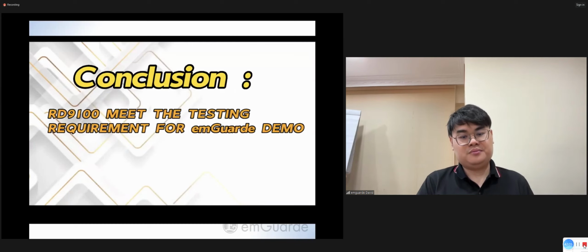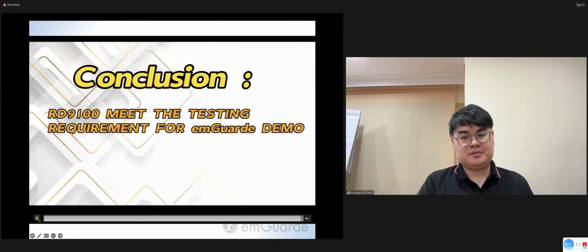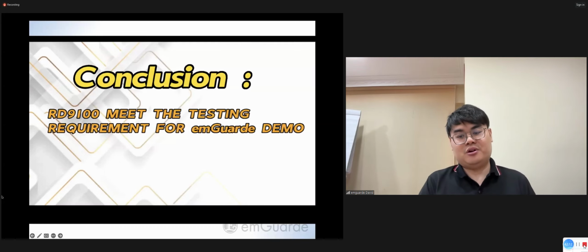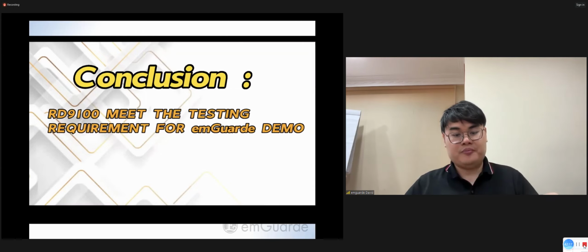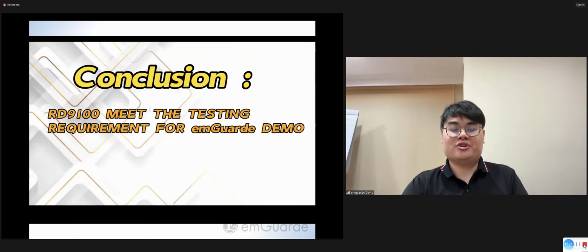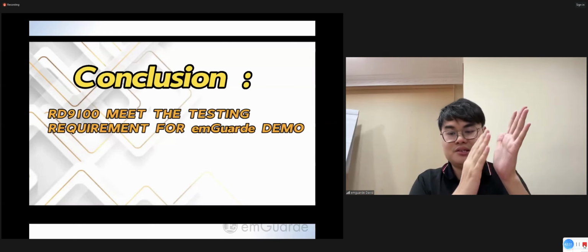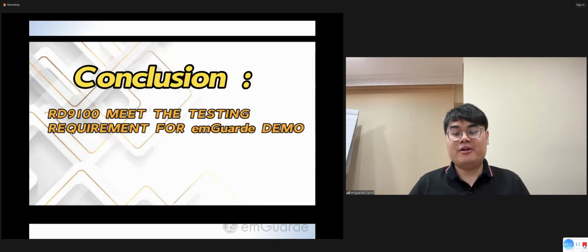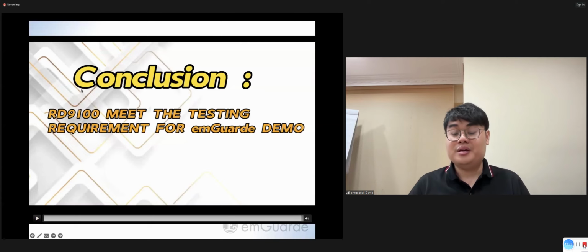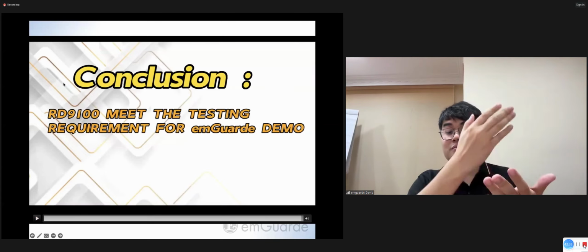Okay, so the conclusion. Alright. So basically, it meets the testing requirement for the emGuarde demo. Okay, that's the conclusion. And as you can see in the video itself, I've been showing you all different detectors and how we measure. And some detectors actually pick up, we call it the transmitting signals coming from the antenna or the Wi-Fi. And some detectors actually pick up metal, it's actually sensing the metal rather than the high frequency electromagnetic noise radiation from the PCB board, the integrated circuit, and also the battery.